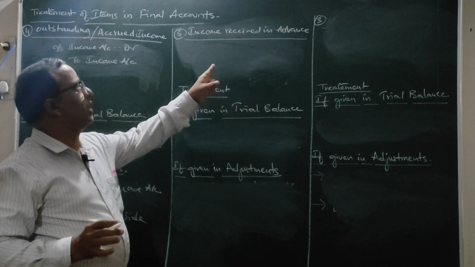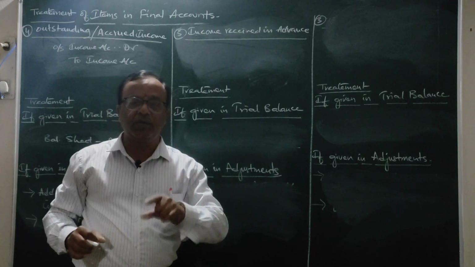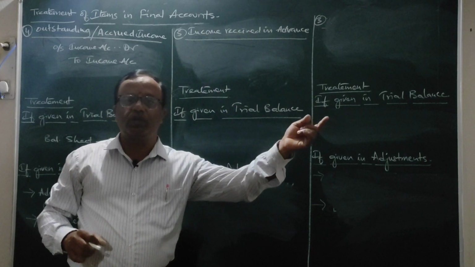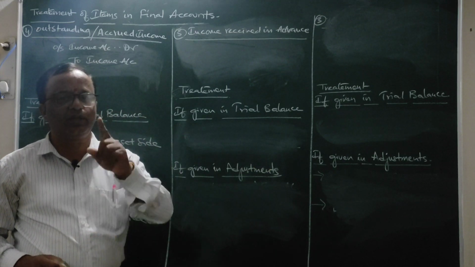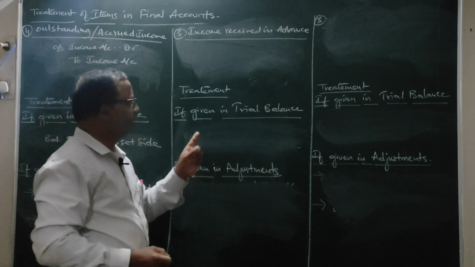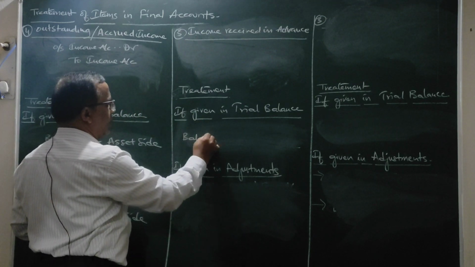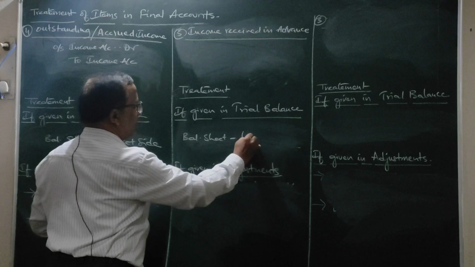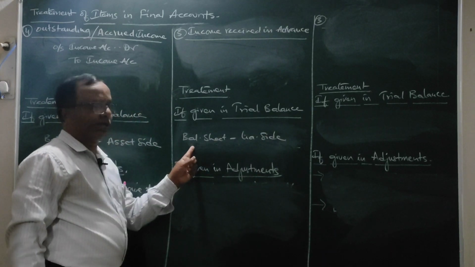So what is this particular one? Income received in advance means that income does not belong to the current year, but it belongs to the next year. You have received it in the current year only. So if income is received in advance, it is a liability to you. If it is given in the trial balance, there is only one effect: in the balance sheet, we should show it on the liability side.